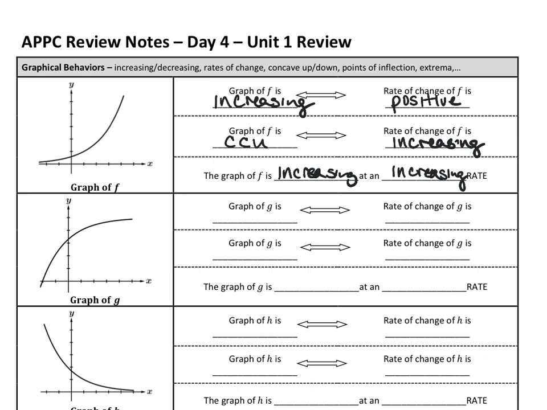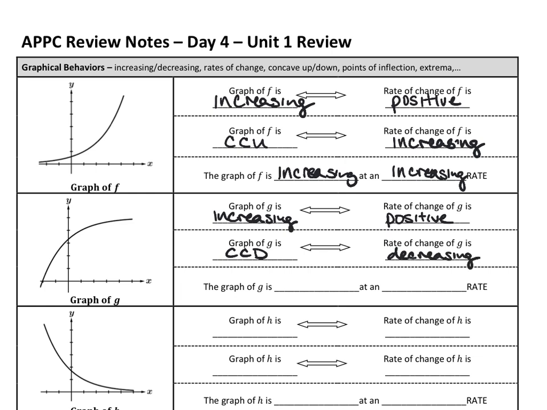For the second graph, the graph of g, is that one increasing or decreasing? If we were walking on this graph, we would be walking uphill, yeah? That means the graph is increasing. And since the graph is increasing, what does that mean for my rate of change? Is it positive or negative? Positive. The rate of change is positive. We're still going up. But is the graph of g concave up or concave down? Concave down, which means the rate of change is what? Decreasing.